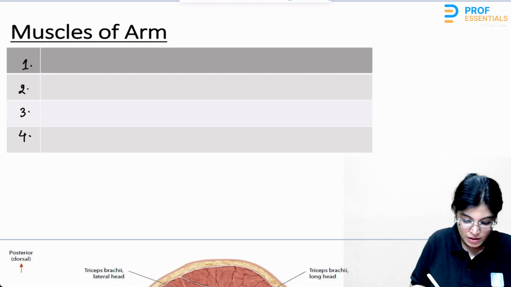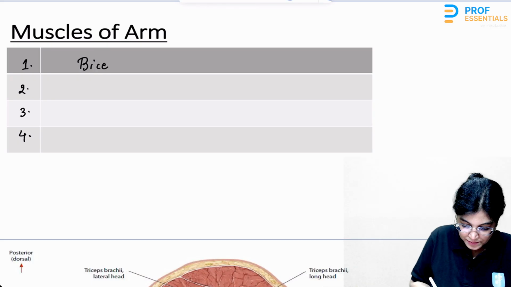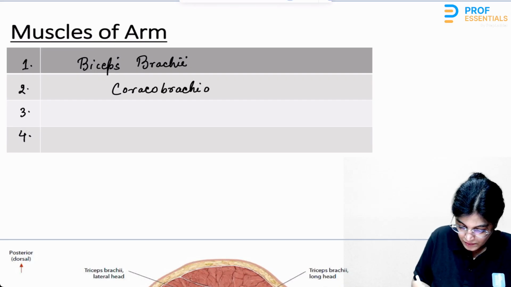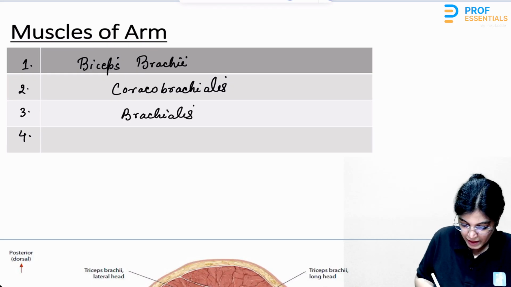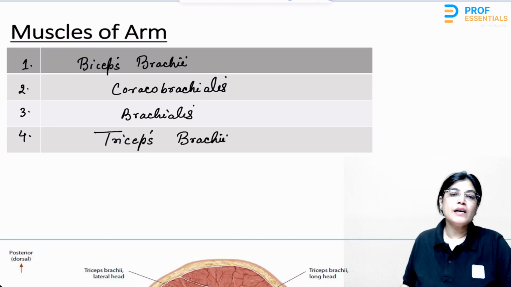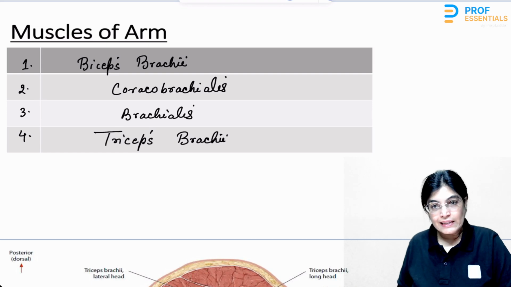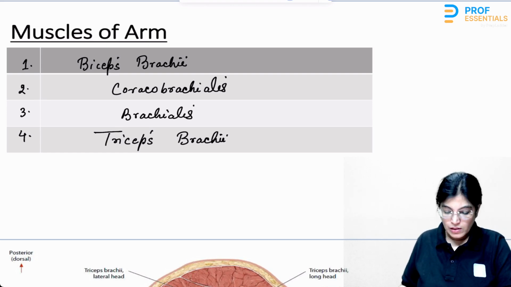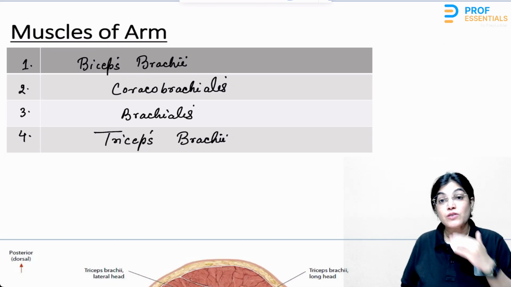So we have got biceps brachii muscle. We will have coracobrachialis muscle. We will have brachialis muscle and we will have triceps brachii. These are the muscles of the anterior compartment of the arm which you have to know. After that, let's also see a section. These are the muscles of the entire arm.